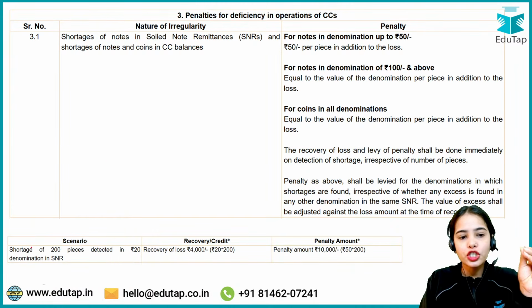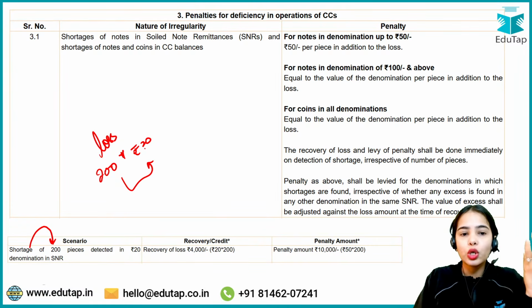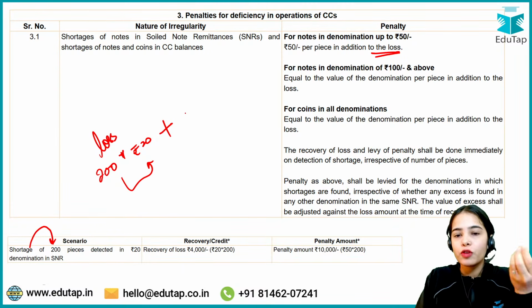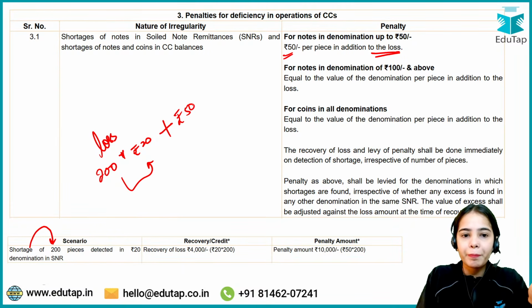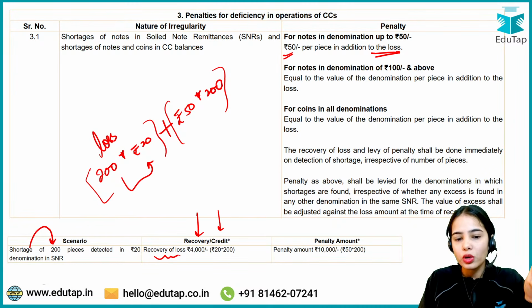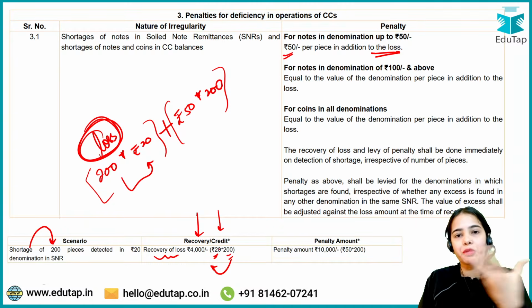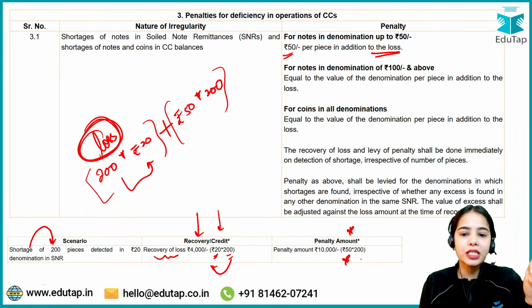So here the example is given, shortage of 200 pieces. 200 pieces of 20 rupee notes are missing. That means this is the loss value, this is the loss that has happened. So the loss amount has to be paid by the bank, as well as the penalty for each piece, a penalty of 50 rupees for each of the 200 pieces. So this is the recovery of loss. 200 pieces of 20 rupee notes have been lost, and this loss has to be recovered by the RBI from the banks, and the penalty amount is 50 rupees per piece.